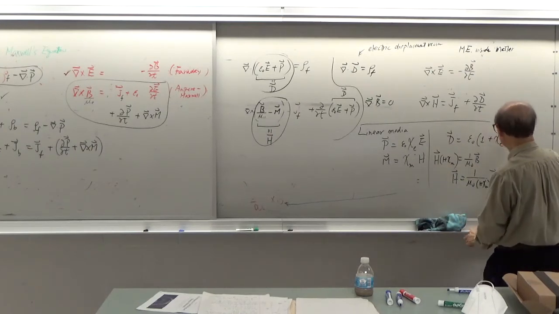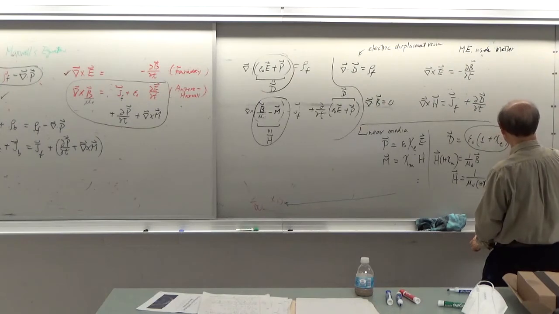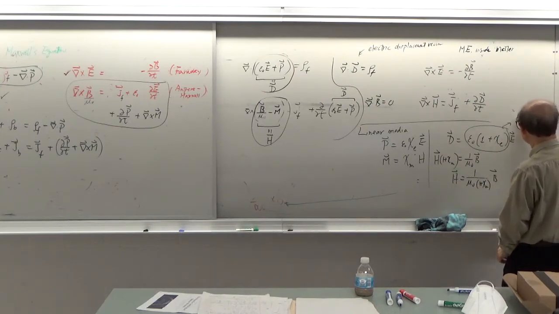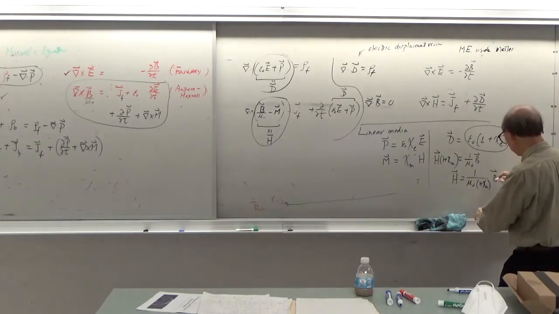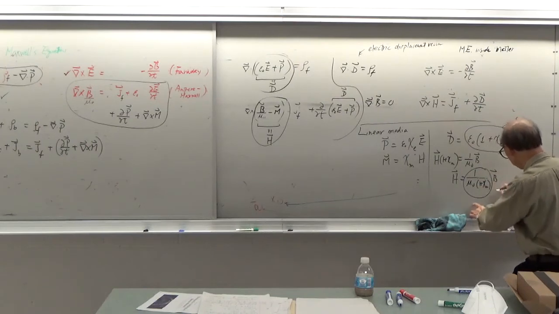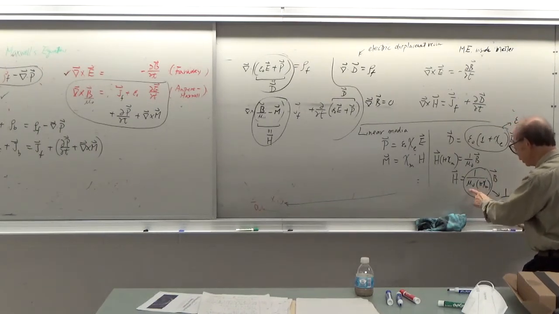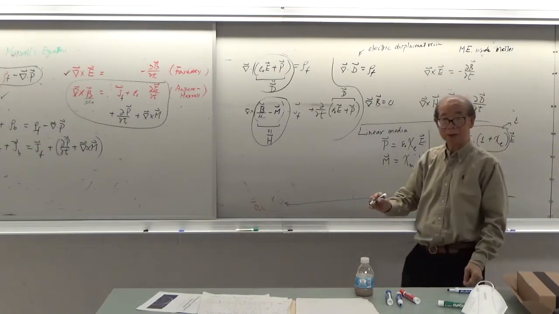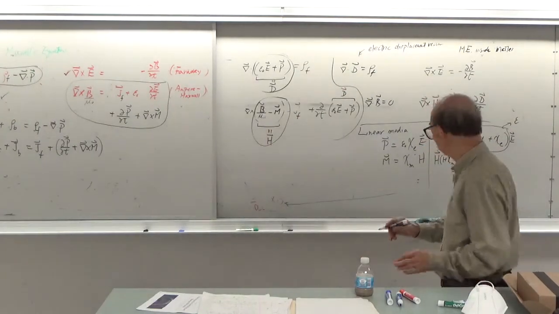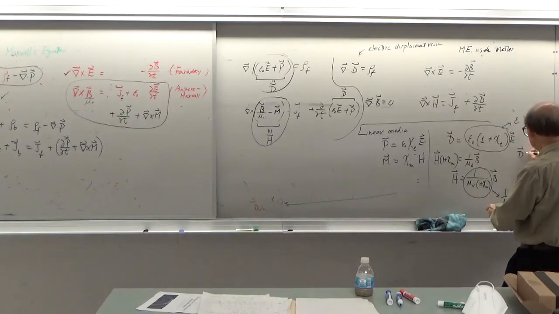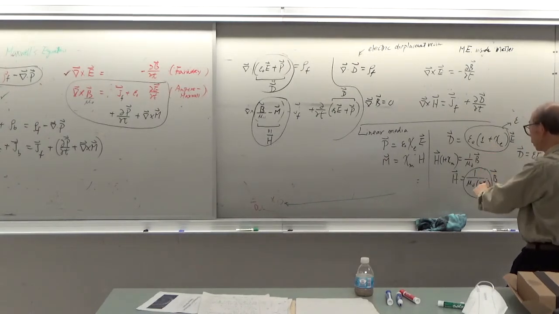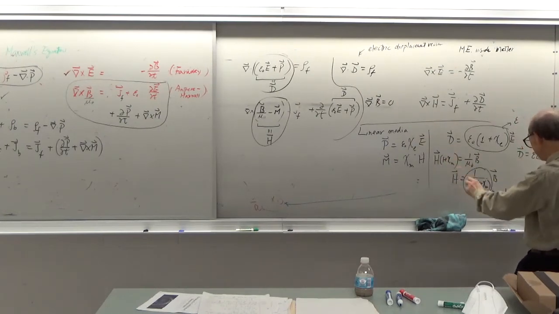And of course, we call this to be the permittivity of the material, of the medium. And what's in the denominator, we denote by mu, which is the permeability of the medium. So that D is equal to epsilon E, in the medium, and H is equal to 1 over mu B.